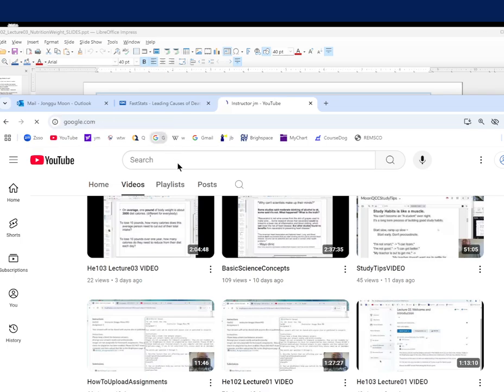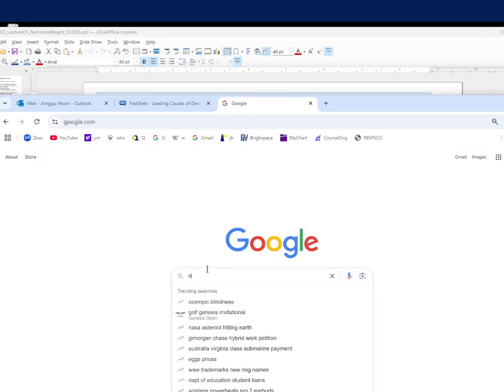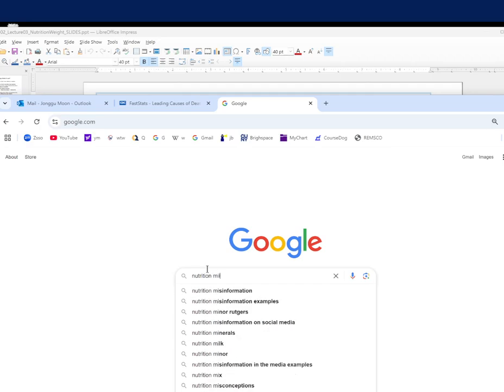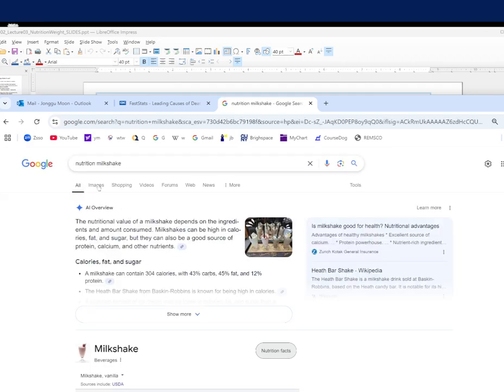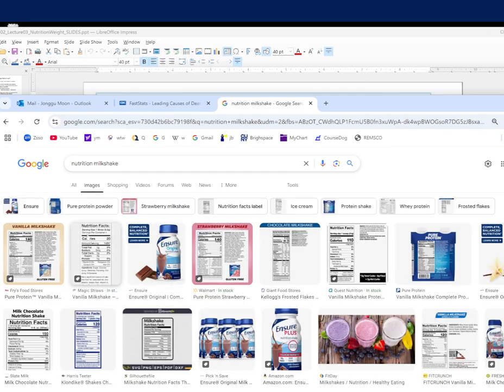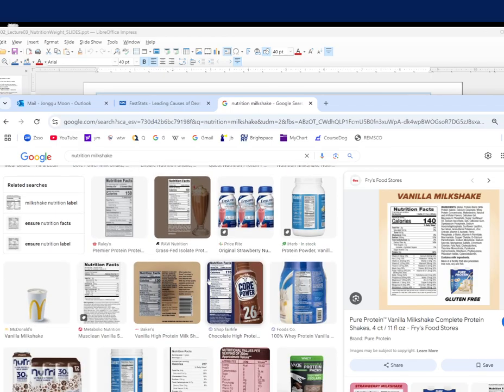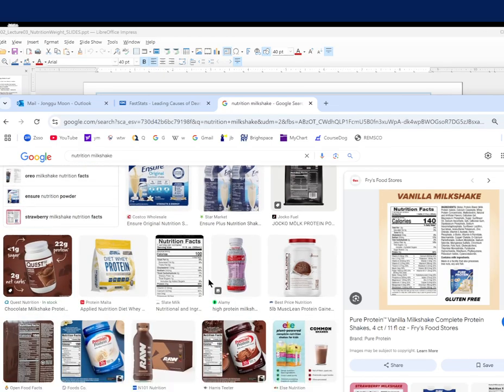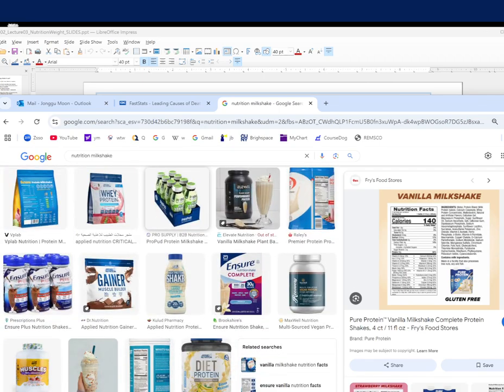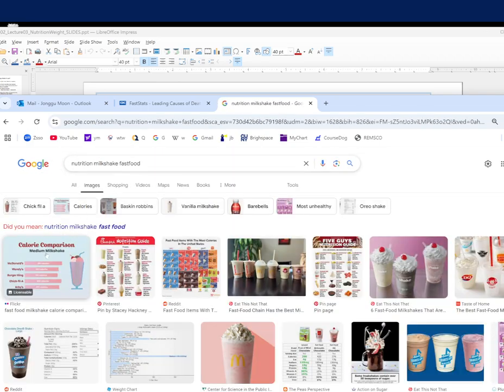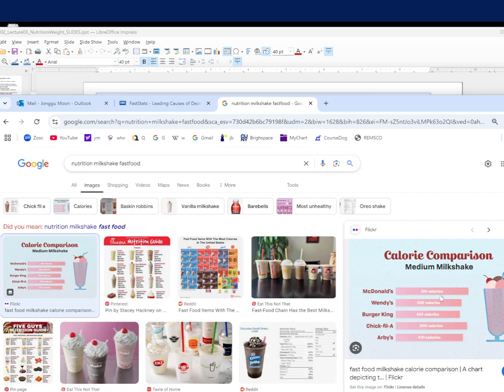Let's go check it out. How many calories nutrition for a milkshake? I always ignore the AI. Who's this? Oh, that's a nutritional supplement. Are they all nutritional supplements? These are all nutritional supplements, fast food. Okay, so I was in the ballpark, like 500 to 600 calories.